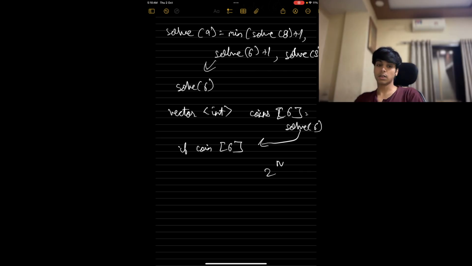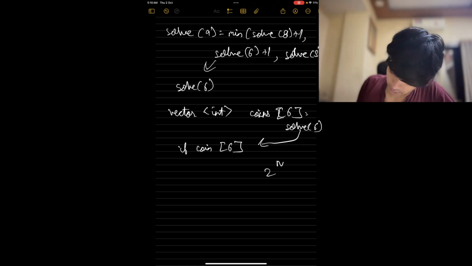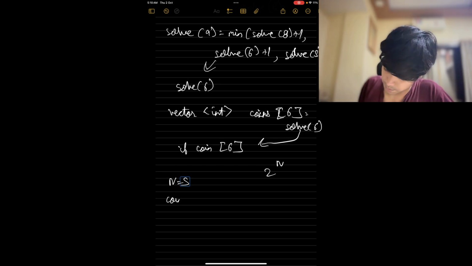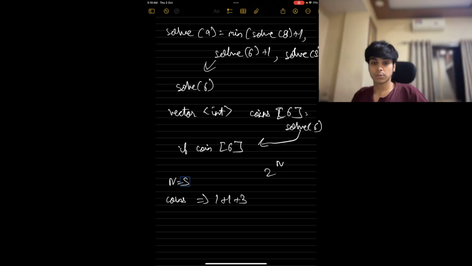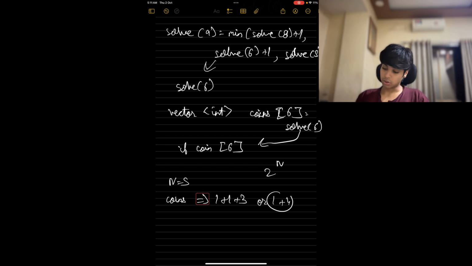Let's take another example. If n equals 5, then our coins will be 1 plus 1 plus 3 or 1 plus 4. We need this solution rather than this, and our dynamic programming ensures we get the best solution.